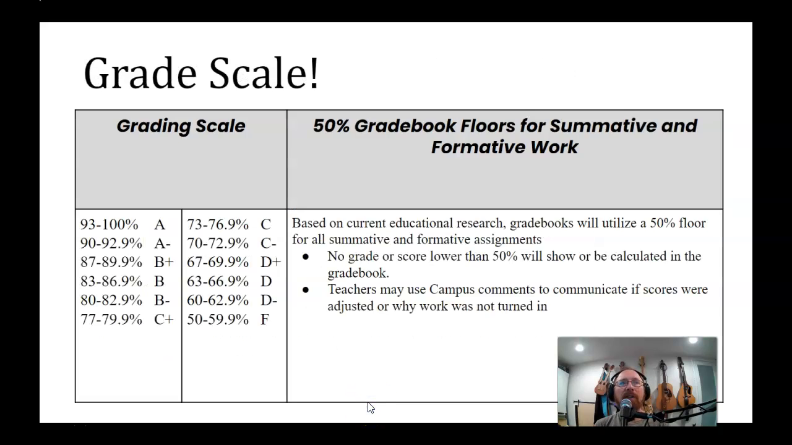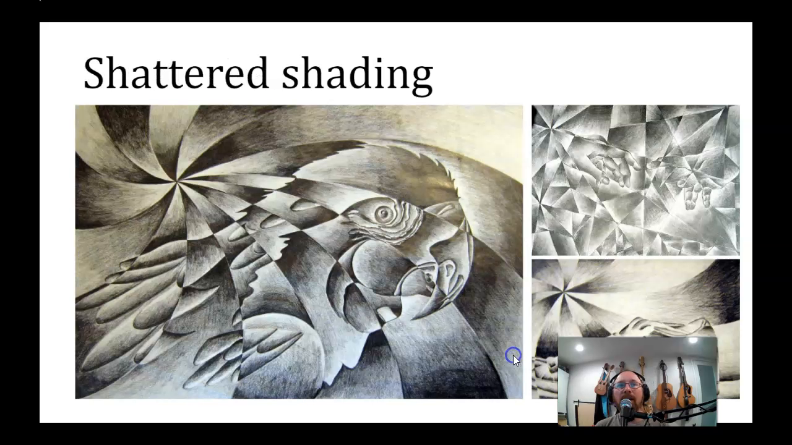Now the grade scale, we've changed things a little bit this year, and you can see what the letter grades are from A to F here. A couple of highlights: no grade or score lower than 50% will show or be calculated in the gradebook, and we will use Canvas to communicate if scores were adjusted or why work was not turned in. So sometimes you might see something called NE, no credit is given. It's basically shorthand for, I don't know what to give you, because maybe you didn't do anything or something didn't get turned in right. Okay, so you'll see these come up, and as you have questions about it, I'll answer those questions later.